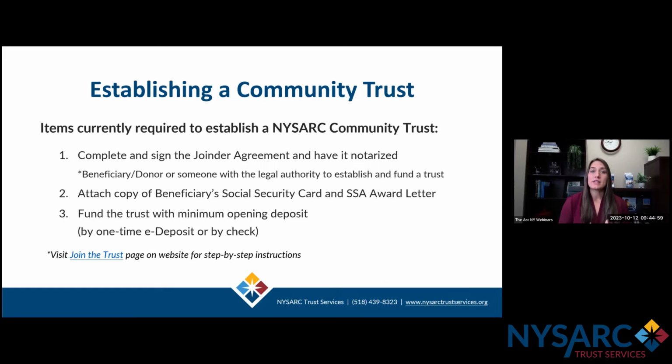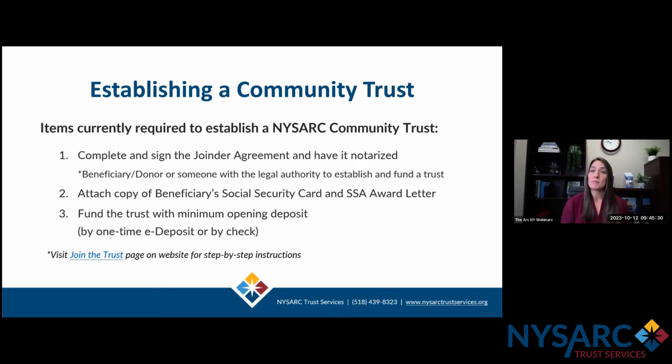Now, the items that are currently required to set up a NYSARC Community Trust start with completing the application to join the trust. That's called the joinder agreement. This is a document that needs to be signed and notarized by the beneficiary, or the donor in the case of our third-party pooled trust. If a beneficiary is not able to establish the trust for themselves, someone with the legal authority can establish and fund it on their behalf. And I'll talk more about that on the next slide.